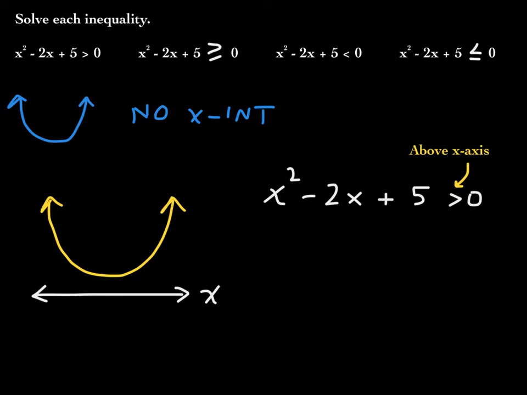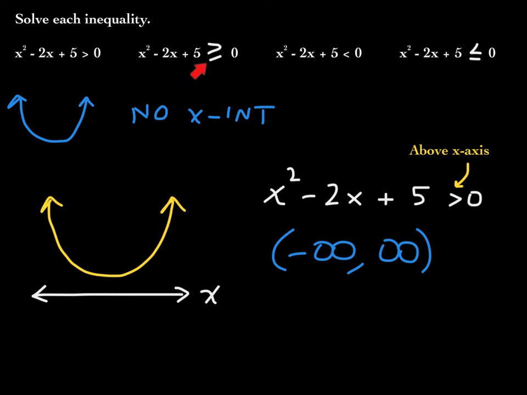Okay, looking at the first inequality, when is the parabola above the x-axis? You should say the entire thing is above the x-axis. So my final answer here for this inequality will be all real numbers. What that means is no matter what x value you plug in here, you will always end up with something that is greater than 0. No matter what real number you plug in, you will always end up above the x-axis. Let's go for the next one.